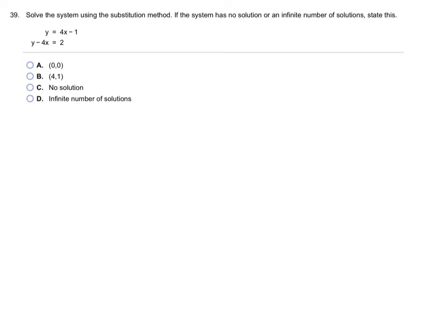If we look at the top equation, we have what y equals. It's in terms of y. This equation is telling us that y equals 4x minus 1. So I'm going to take that expression 4x minus 1 and plug it into y in my second equation and then solve for x.